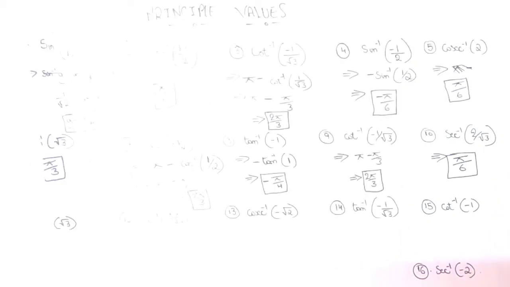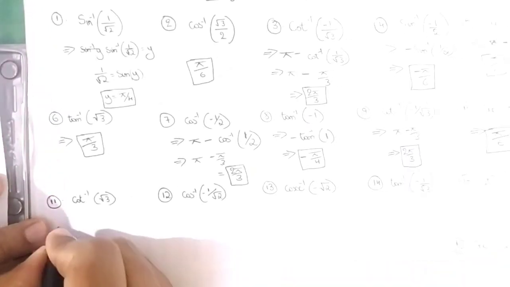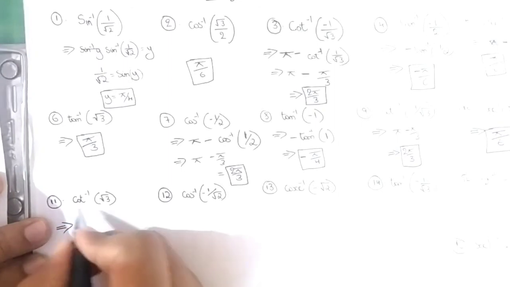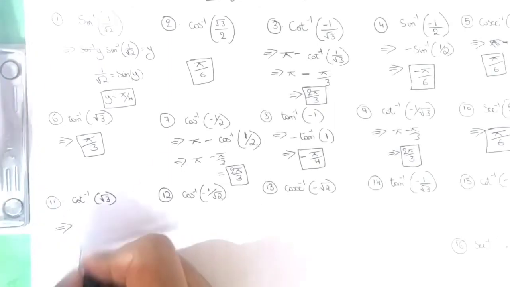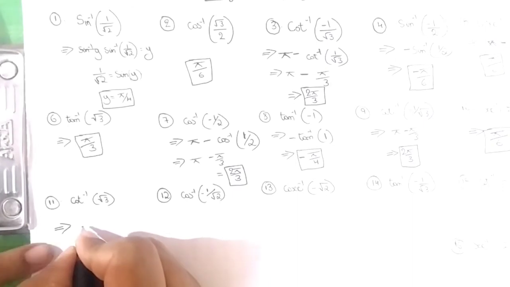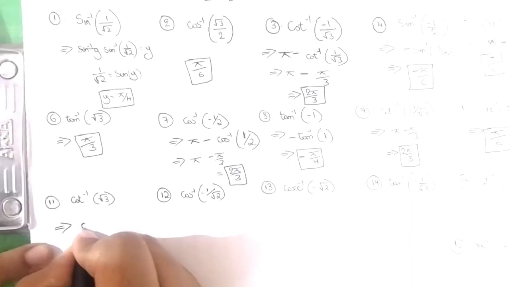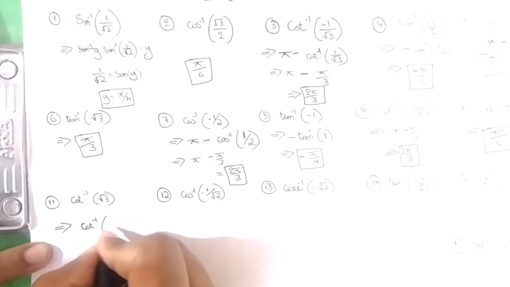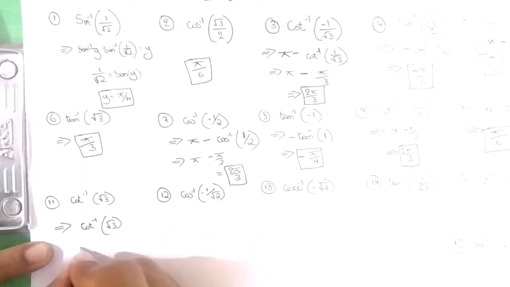You know how this is helpful for us. We solved approximately 10 questions within no time. Now cot inverse of root 3. Same here, cot inverse of root 3 corresponds to pi by 6. That's 30 degree. Root 3 is for pi by 6, 30 degree.